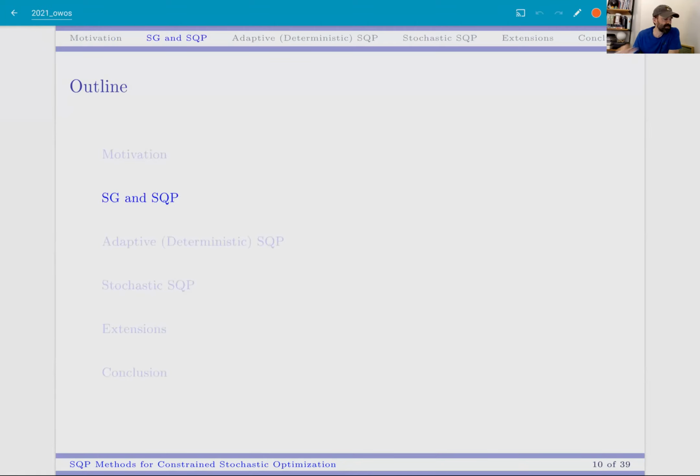Okay. So first, let me give you a little bit of background in stochastic gradient and sequential quadratic programming. These are things that you're maybe familiar with, but I just want to make sure that I highlight the essential features of those kinds of algorithms and their analysis that we're going to need for our purposes.